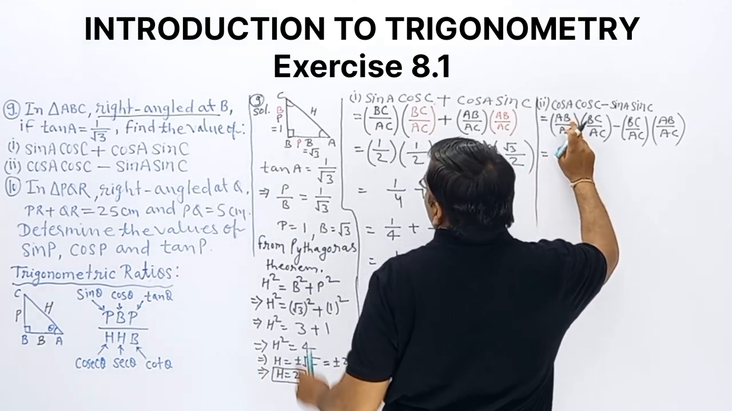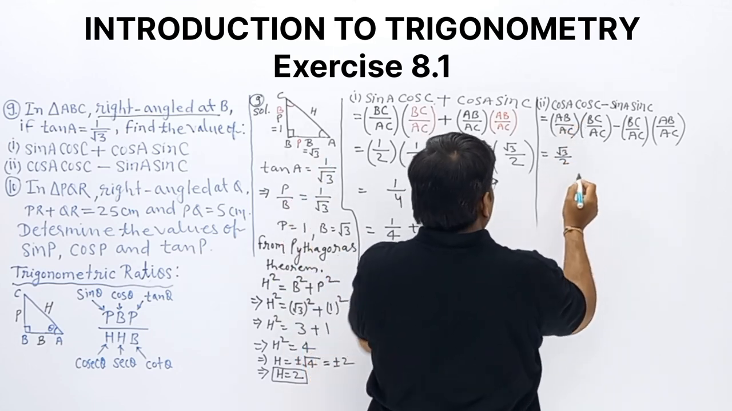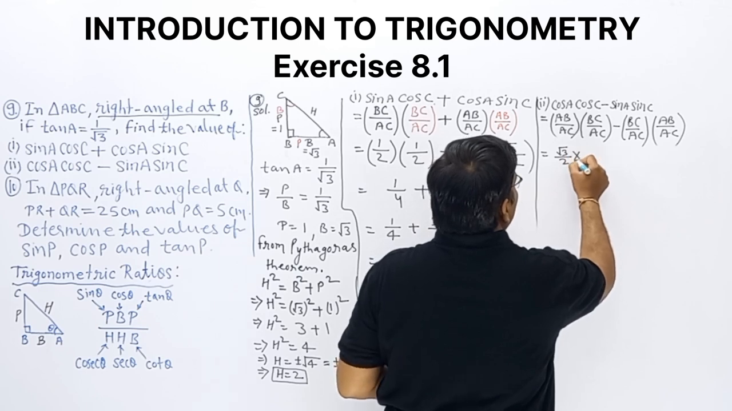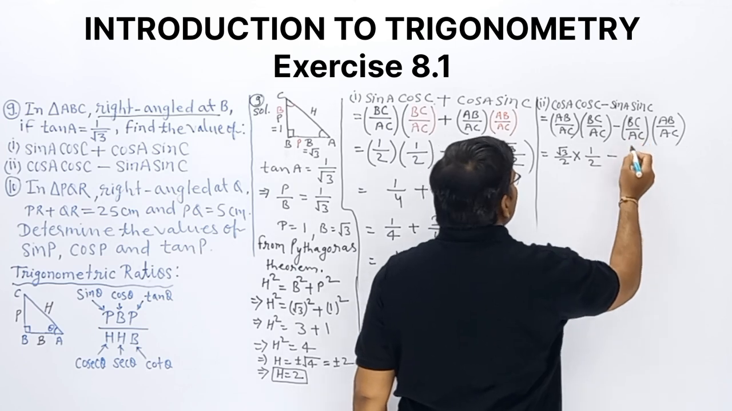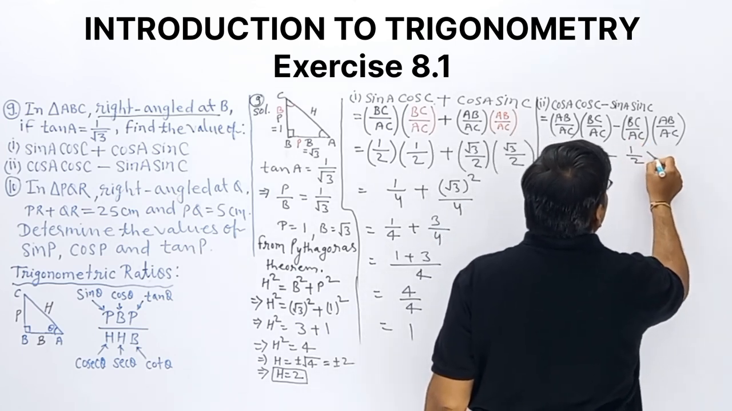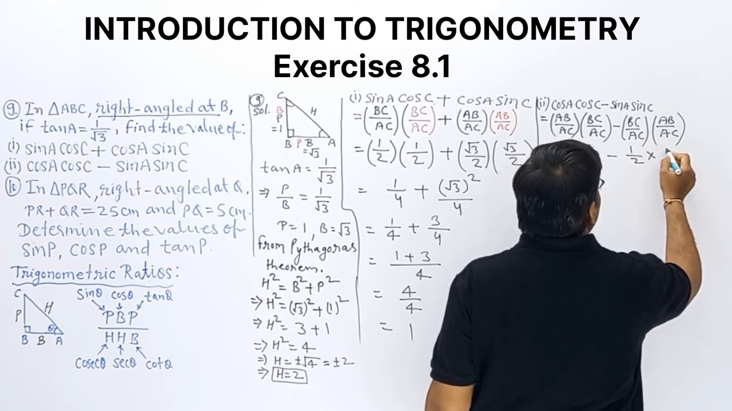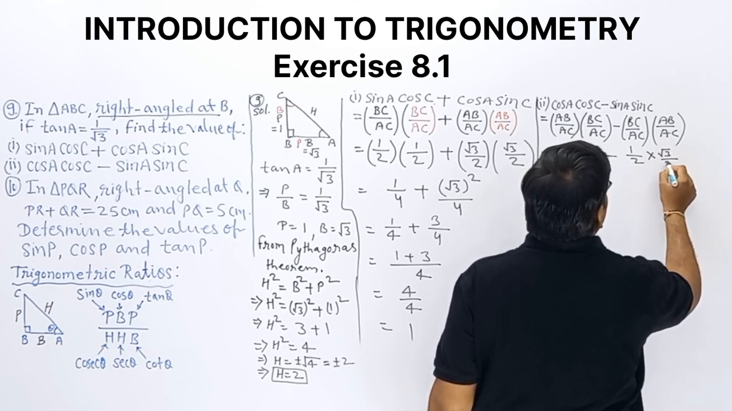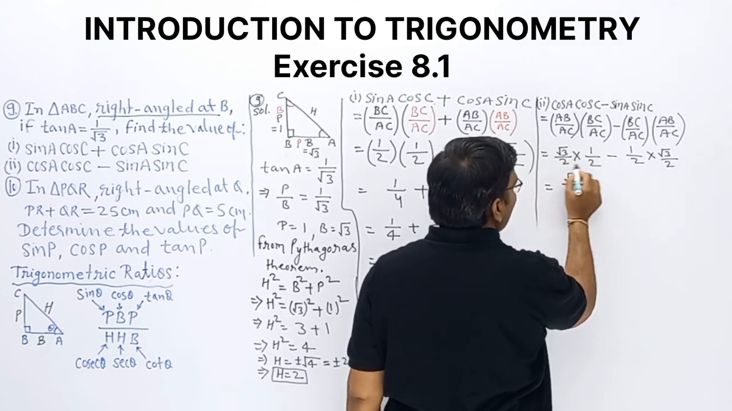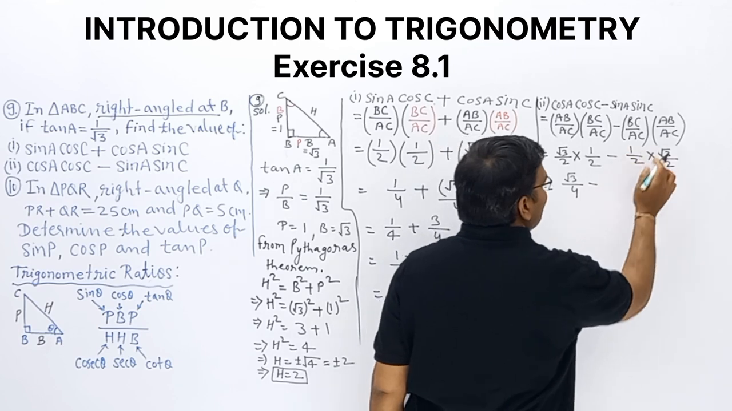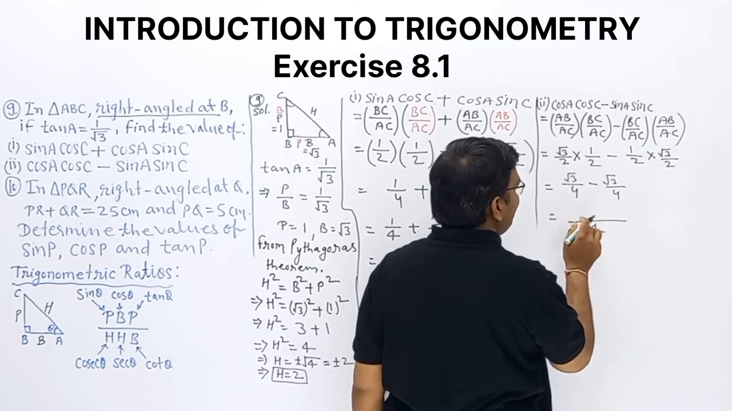Put the value of AB. AB is square root of 3, upon AC, which is 2. Now multiplied with BC. BC is 1, AC is 2. Minus BC, 1 upon 2, into AB. AB is the square root of 3 by 2. Solve this one. Multiply both. Square root of 3 divided by 2 into 2, 4. Minus 1 into square root of 3, square root of 3 divided by 4. Take LCM. LCM is 4. One time it is going.